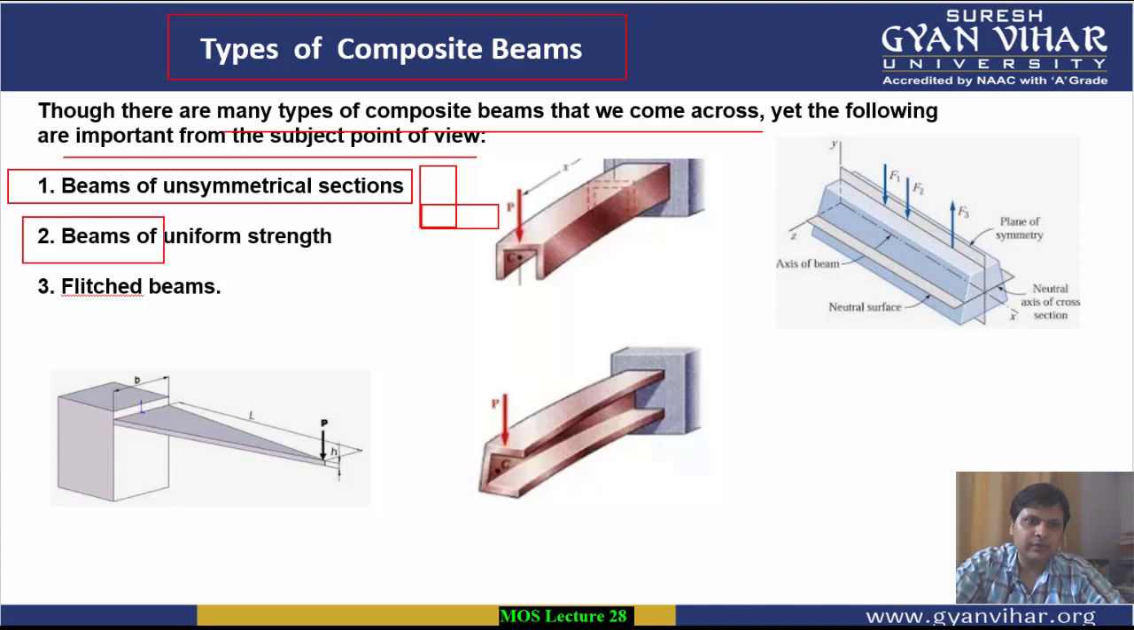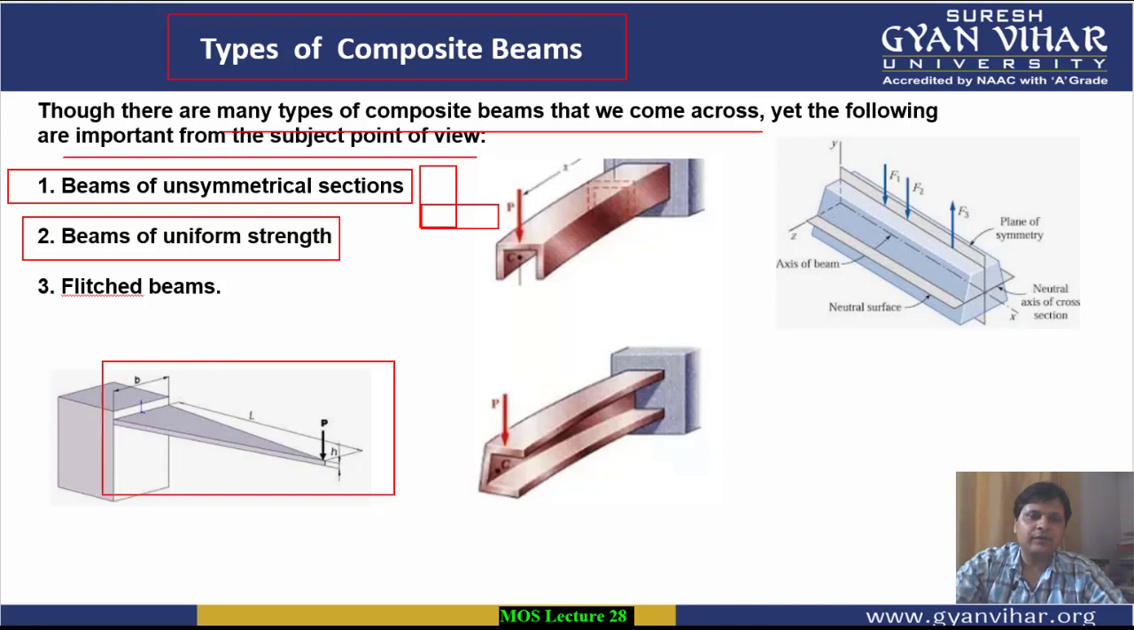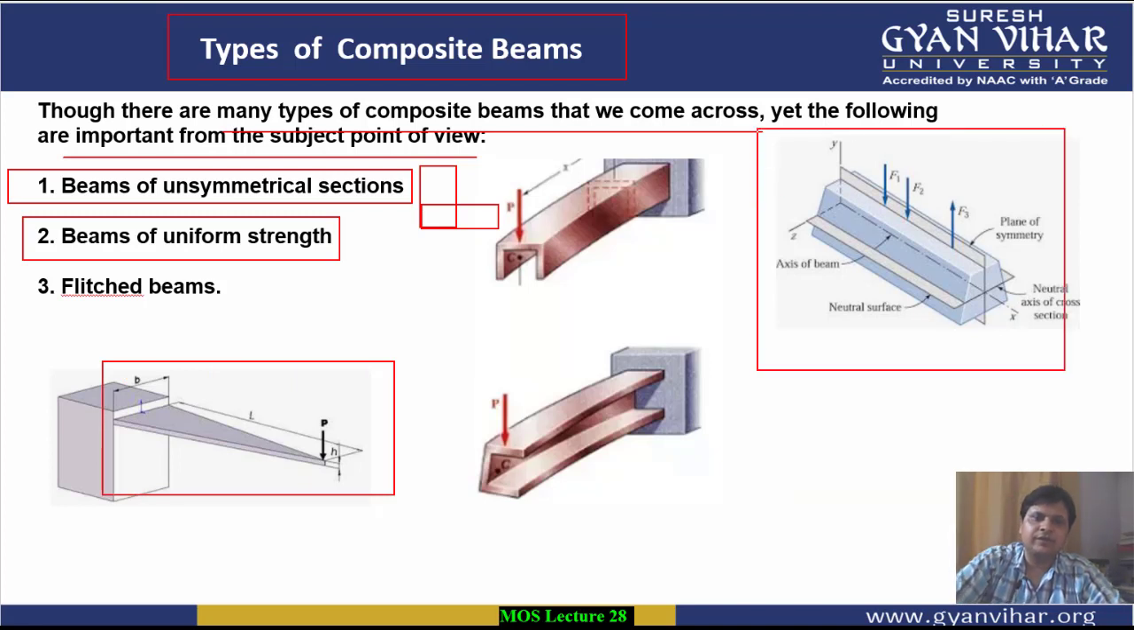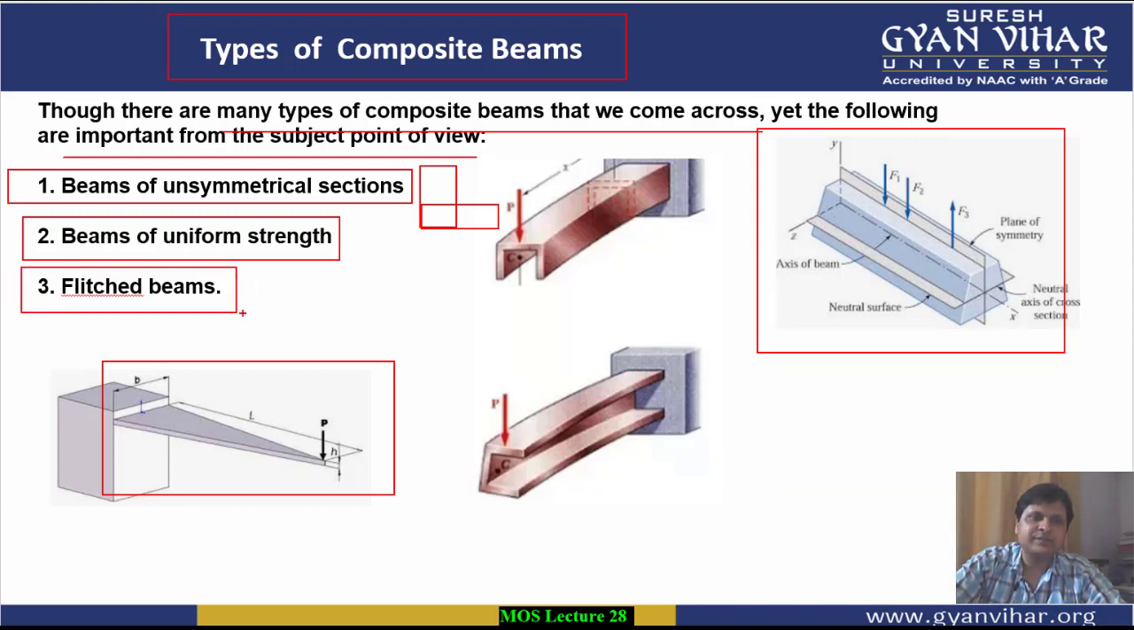Then there are beams of uniform strength. Sometimes the beams are manufactured in order to have uniform strength everywhere. Then the third case is the case of flitched beams. This also I will tell you when I reach this topic. So these are the three important types of composite beams which we are going to discuss.